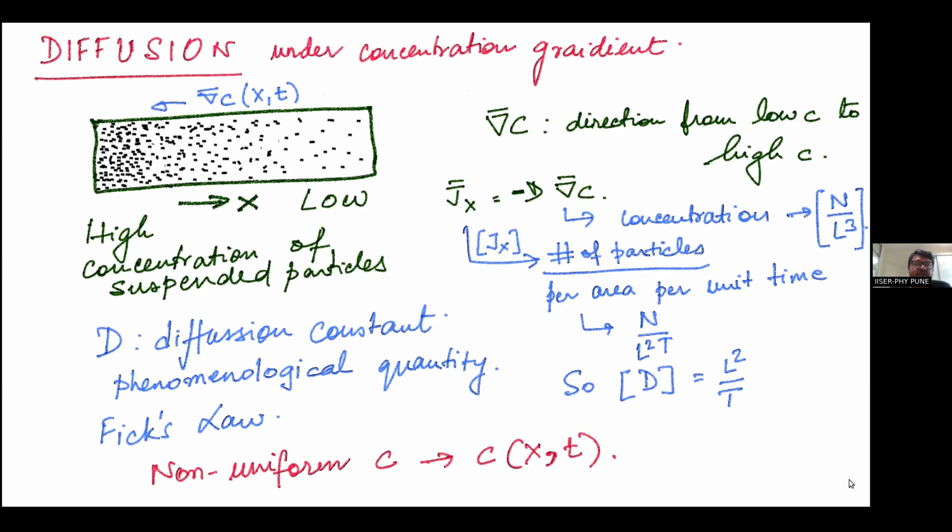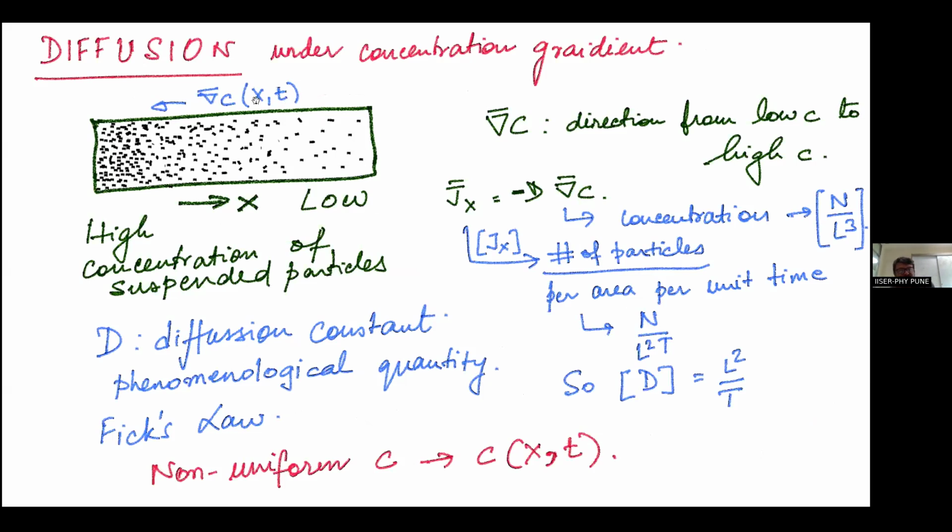Okay, it's diffusion under concentration gradient. Now, you'll see how it is connected later. Now, here you are really talking about a box and there's a concentration gradient. Here there is a high concentration of particles. Here there is a low concentration of particles.